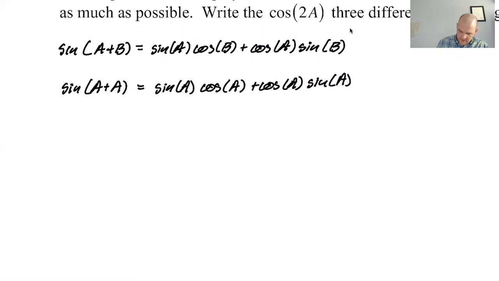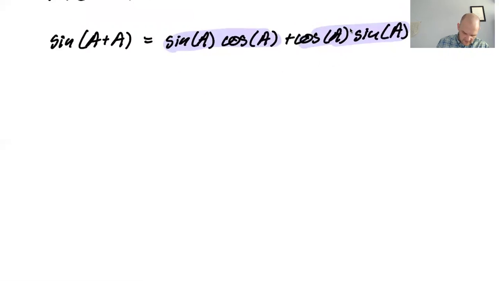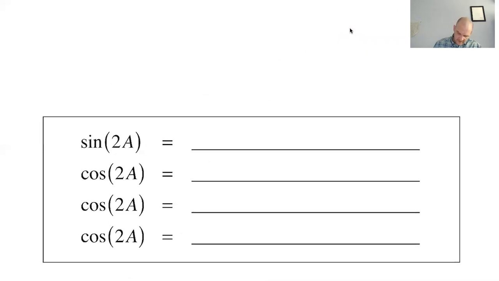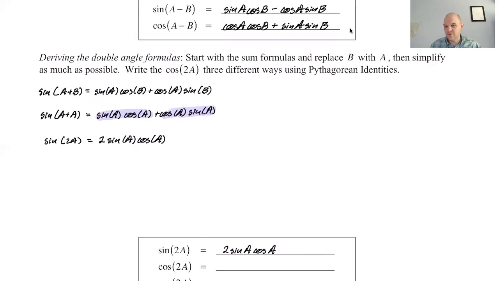But if you look at it, because it's multiplication, this and this are exactly the same. They're both sine times cosine. So what I'm going to do is write the sine of a plus a, which is 2a, as 2 sine a cosine a, and that's it. That's the double angle formula for sine. So sine of 2a is 2 sine a cosine a. Let's put that down. All right, so that, we're going to memorize that.